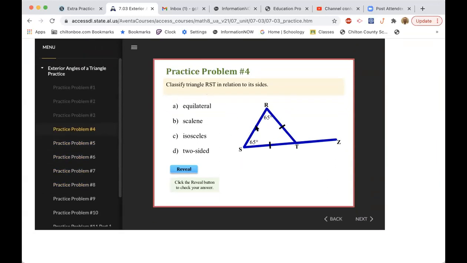Classify triangle RST in relation to its sides. I have two angles the same, which means I have the two sides opposite those angles the same. It's also telling me with these two tick marks, I have two sides the same. Two sides the same makes it an isosceles triangle.